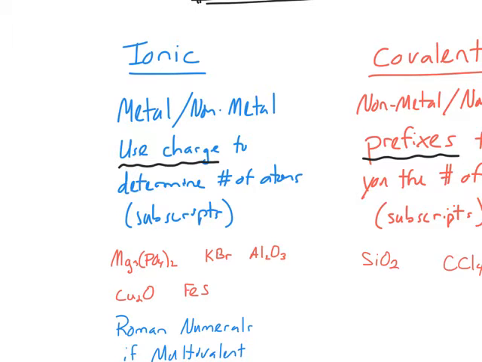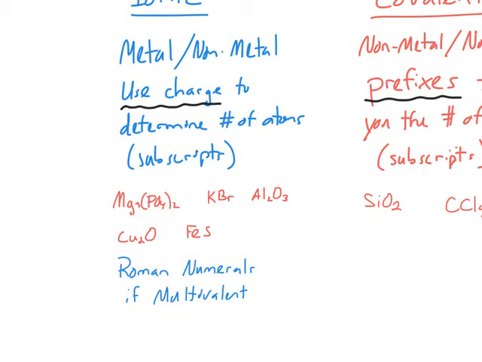These types of things are all part of ionic bonding. Now I mentioned a Roman numeral, and that is the last part. When we talk about multivalent metals like copper and iron, we need to include a Roman numeral in the name. Okay, so that covers ionic.